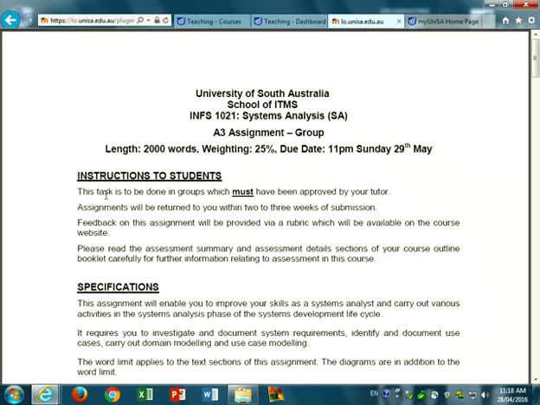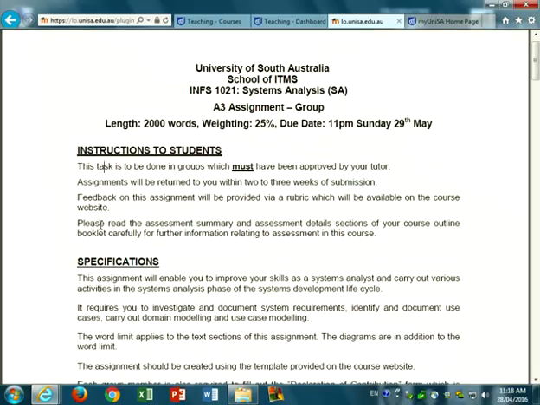So it's got to be in the groups that have been approved by your tutor, and as per that list that's on the website, we will return submissions within 2 to 3 weeks. Having said that, your first assignment, within the next week, you'll get your feedback, if not sooner. I say week, just being pessimistic, but you should get them relatively soon. So feedback on this one will be provided on the rubric, again, which is on the website.